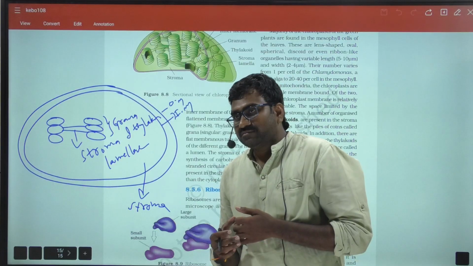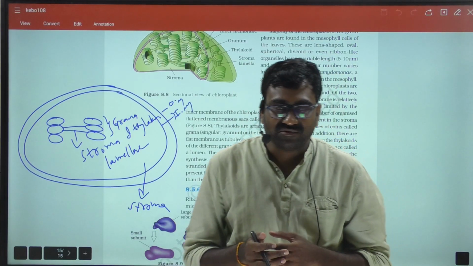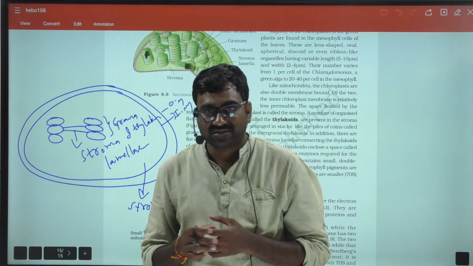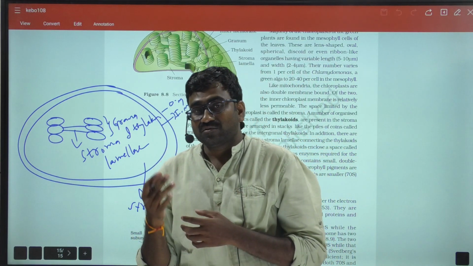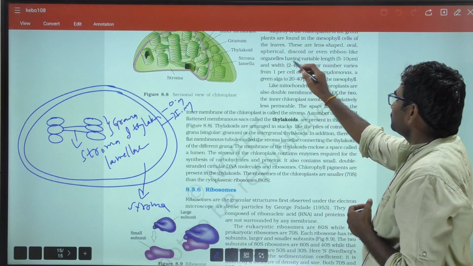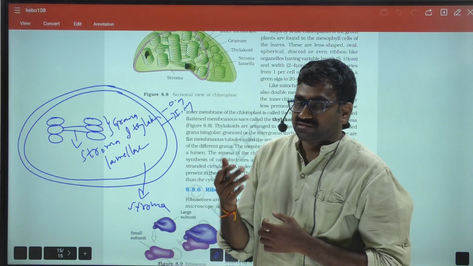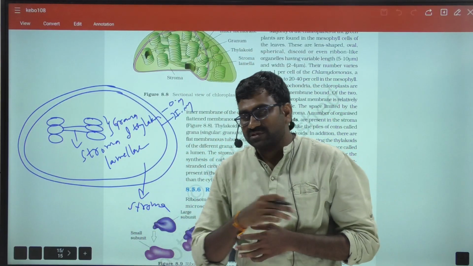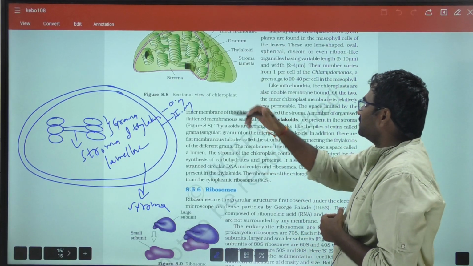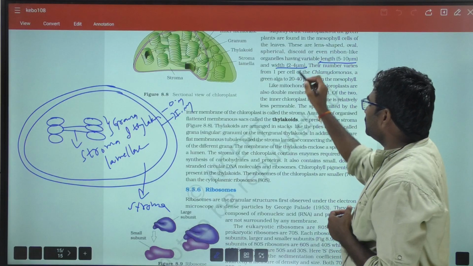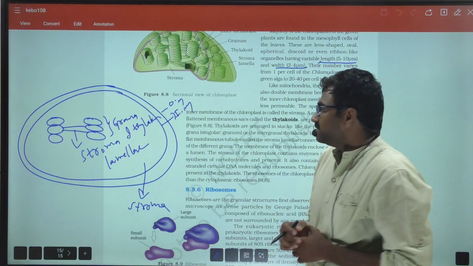So if you take some algae, they possess only one chloroplast, and the mesophyll cells of plants contain 20 to 40 chloroplasts per cell. Right here, the shape of the chloroplast: discoid, ribbon, oval shape. So the shape also varies from cell to cell. Next, size. So, 5 to 10 micrometer in length and 2 to 4 micrometer in width.